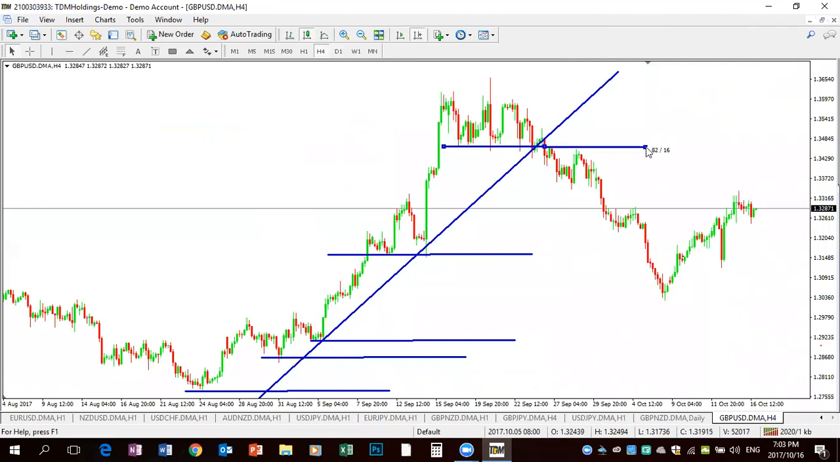The only resistance that I have in this trend is this one. This is the resistance that I have. All right? Now, this is all my uptrend. All right?